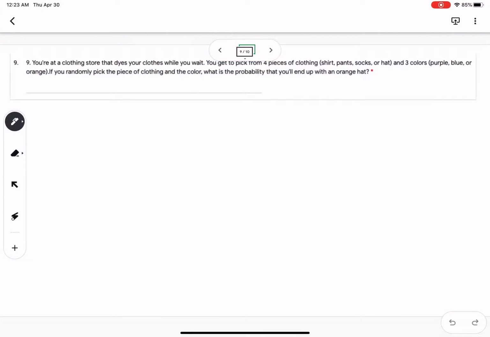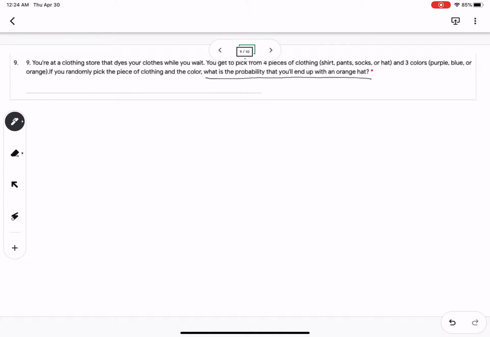Number 9 or 8, something like that. You're at a clothing store that dyes your clothes while you wait. Okay, so this is that same scenario that we had earlier, right? So I'm going to go through and write all of those different options out. It's just asking a different question now. What's the probability that you'll end up with an orange hat?